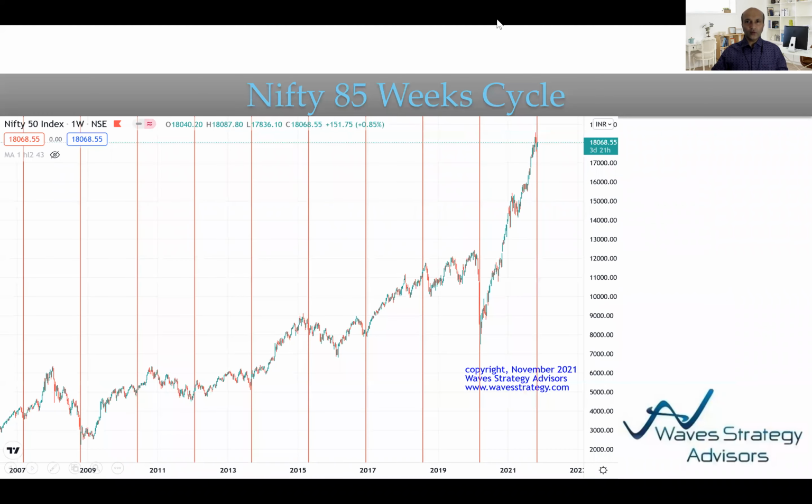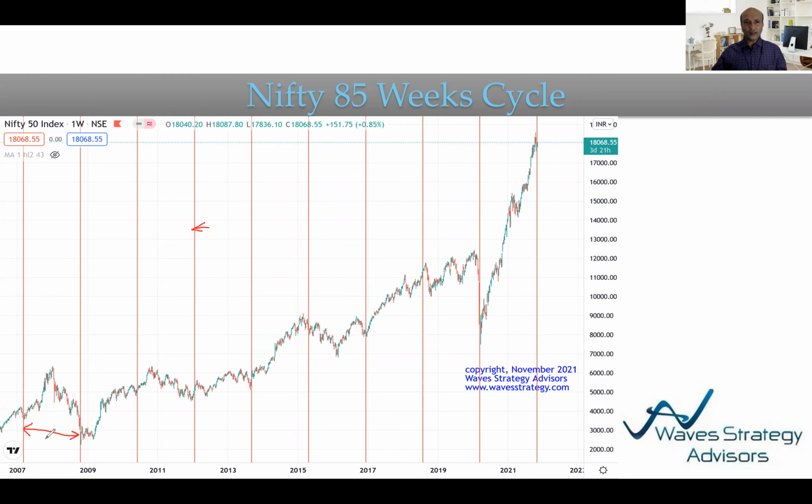So over here you can clearly see that there is a vertical line. These red color lines are known as a time cycle line. Now this distance between these two cycle, this is a weekly Nifty chart. The distance between the two is 85 candles. Since it's a weekly chart, the distance between the two is 85 weeks.